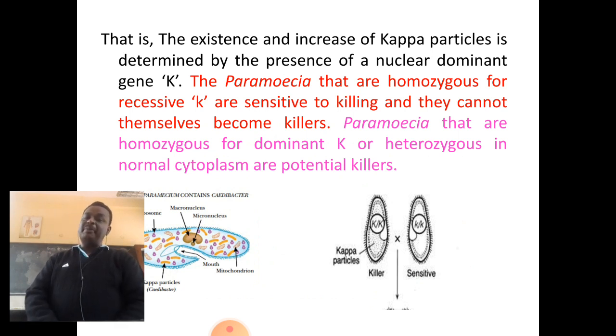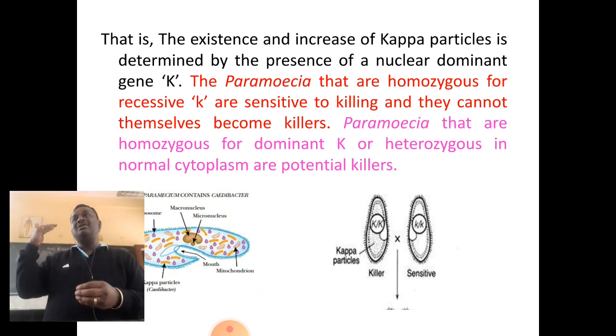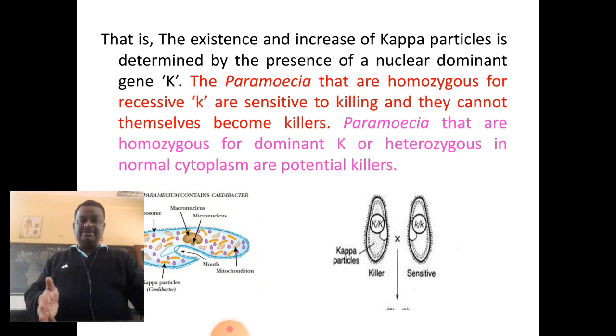So, Kappa particles, as we have understood, along with the capital K dominant allele will bring about the specialty of Paramecium aurelia to behave as a killer strain. When either of which is not there, or when it is absent, it may lead to the strain called the sensitive strain.